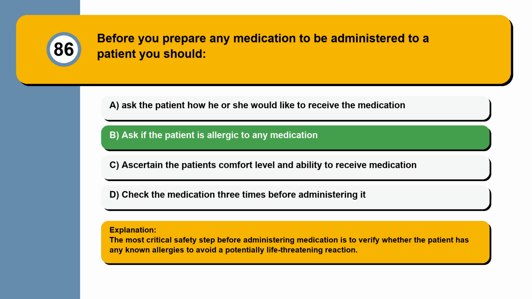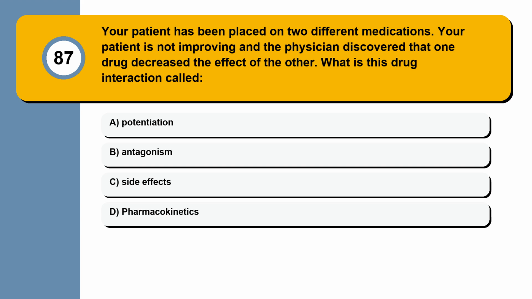Explanation. The most critical safety step before administering medication is to verify whether the patient has any known allergies to avoid a potentially life-threatening reaction. Question 87. Your patient has been placed on 2 different medications. Your patient is not improving and the physician discovered that one drug decreased the effect of the other. What is this drug interaction called?